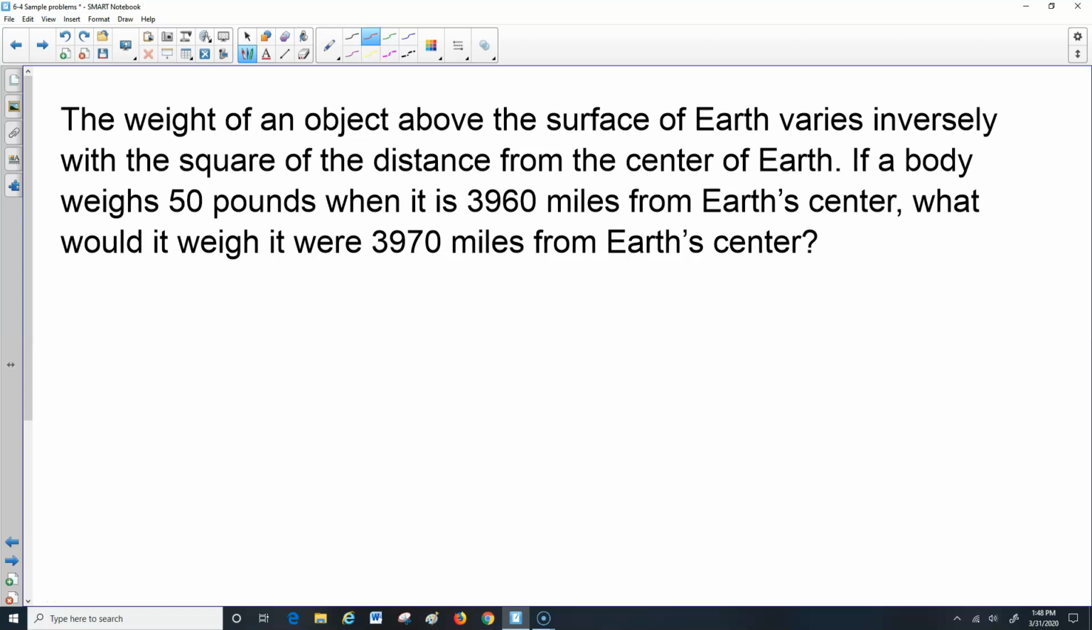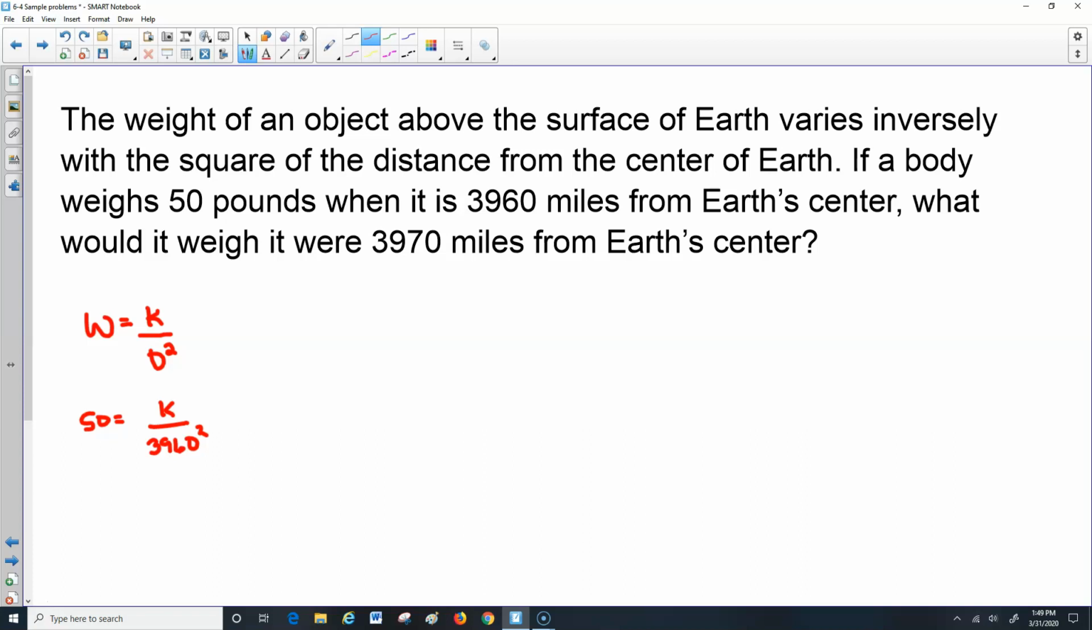So let's write our equation first. We'll try that method to begin with. So we know that the weight varies inversely, which means the next quantity is going to go in the denominator, inversely with not just the distance, but with the square of the distance. That's the twist here. So now that we've got our equation, let's substitute some values in to find the value of k. So if a body weighs 50 pounds when it is 3,960 miles from the Earth's center, don't forget that has to be squared because our distance is squared.